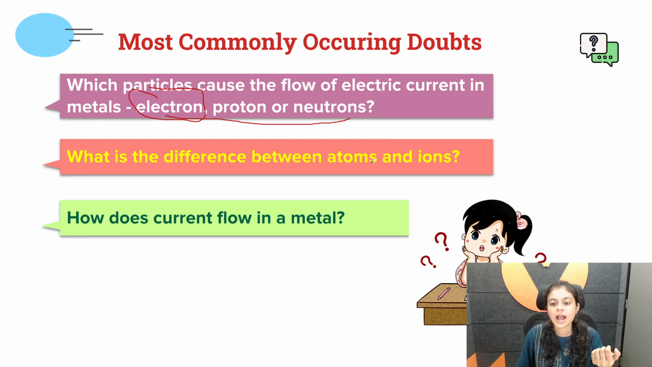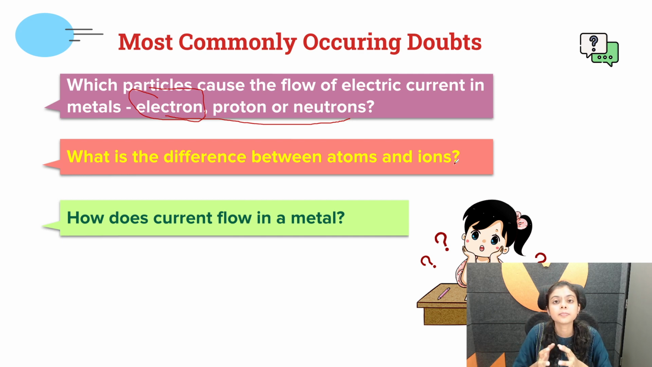Difference between atoms and ions. What is the difference between atoms and ions? Let me tell you. An atom behaves as a neutral particle. Why? Because it has the same charge in the nucleus, which is positive, and the same amount of charge revolving around it, which is negative.